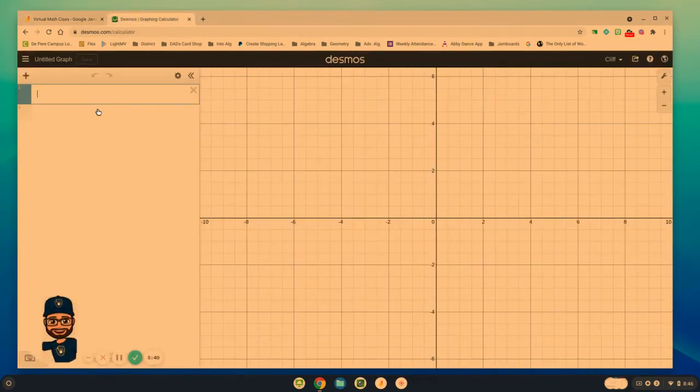So if I go back to Desmos and we're looking at the graphing, 2 times 4 to the power of x, and then let's close that. You can see there's my graph. Okay, domain and range is related to this.